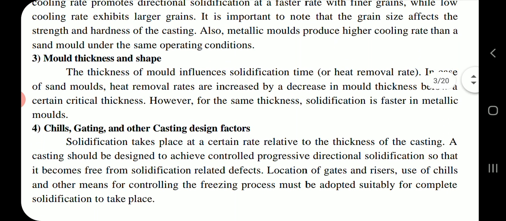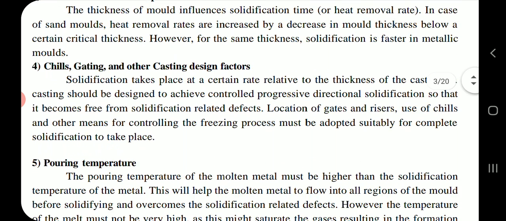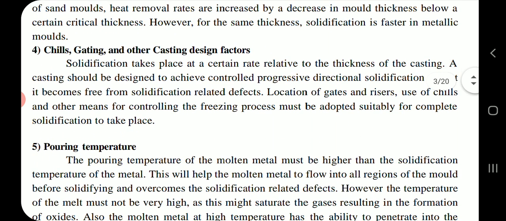Chills, gating, and other casting design factors. Solidification takes place at a certain rate relative to the thickness of the casting. A casting should be designed to achieve controlled progressive directional solidification so that it becomes free from solidification-related defects. Location of gates and risers, use of chills, and other means for controlling the freezing process must be adopted suitably for complete solidification to take place.